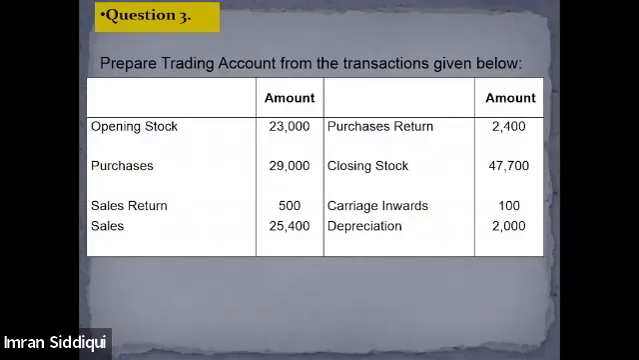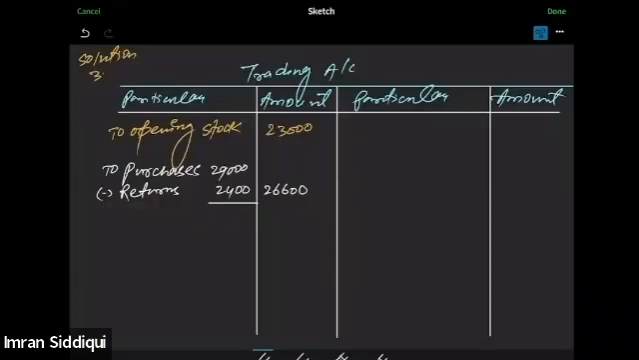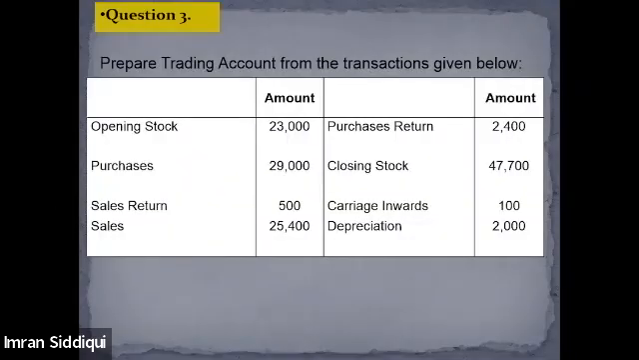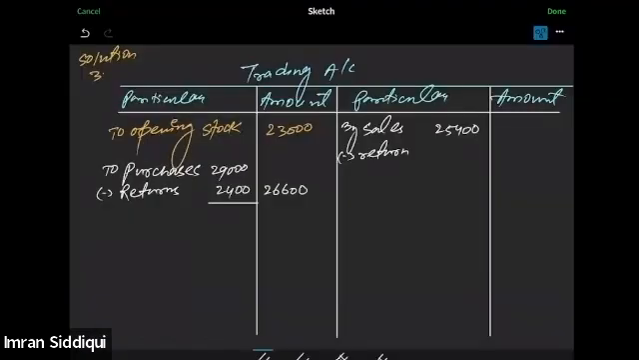After that, we have sales return and sales as well. Let's first of all write down the value of the sales, "By sales." Sales is given as 25,400. We will subtract sales return out of it, which is also there in the question, 500. Subtracting 500 out of 25,400 will be 24,900.